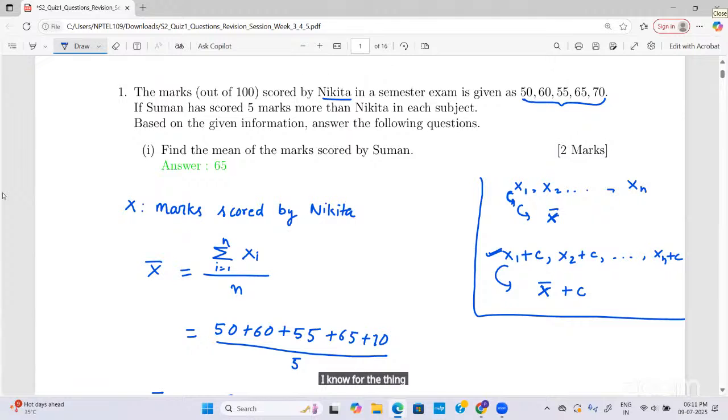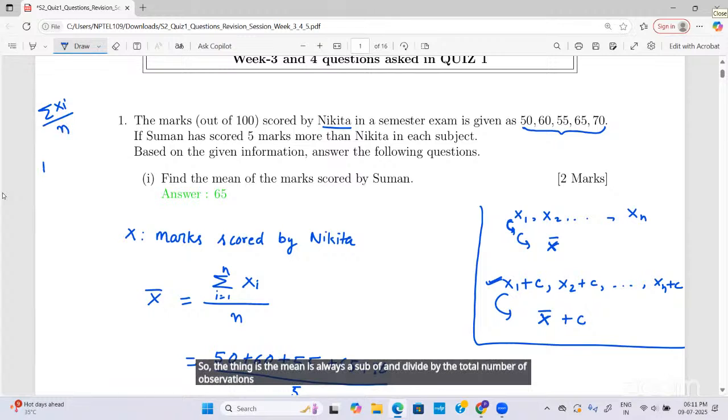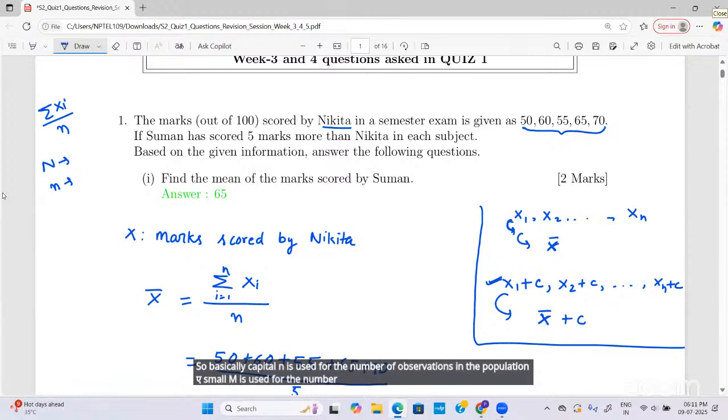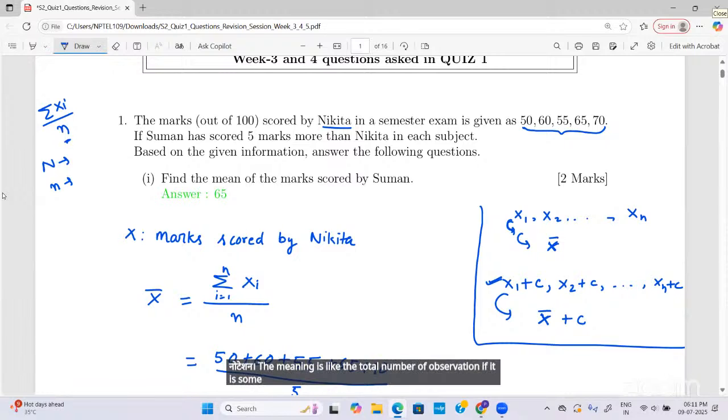No, so the thing is, the mean is always the sum of the observations divided by the total number of observations. So basically, capital N is used for the number of observations in the population, and small n is used for the number of observations in the sample. So it is just notation. The meaning is the total number of observations. If it is a sample, we denote it by small n, and if it is a population, we denote it by capital N, but it does not make much difference. It is just for notation.